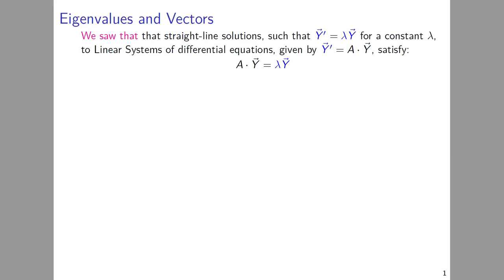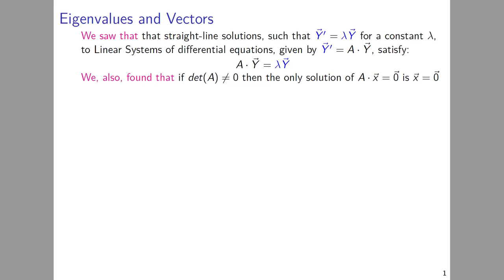We saw that straight line solutions such that y prime equals lambda times y for a constant lambda to linear systems of differential equations given by y prime equals A times y satisfy A times y equals lambda y. We also found that if the determinant of A is non-zero, then the only solution to the system of equations A times x equals 0 is the zero vector itself. We will use both of these ideas to get a better understanding of the straight line solution.